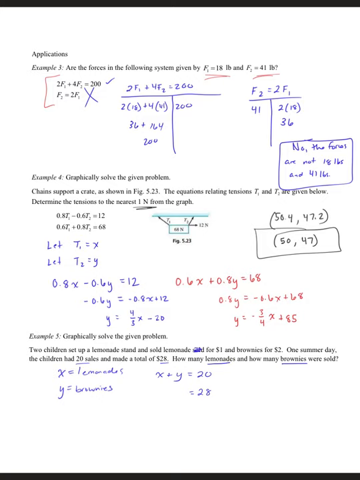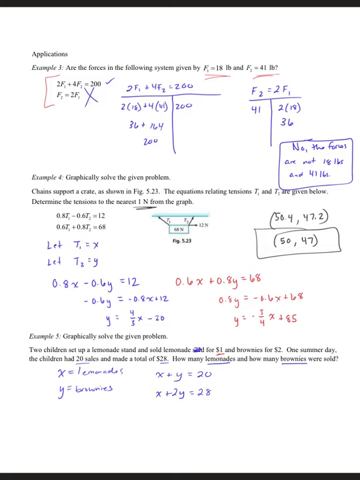So now we need to write an expression that represents the cost. Well, we know that a lemonade was $1, so that would be $1 times each lemonade plus $2 for each brownie. Now, as you know, we don't have to write that 1 in front of there, but sometimes it makes it a little bit easier so we can see what we're doing. Now we have our two equations.